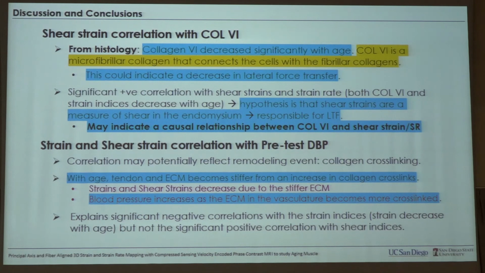The histology with collagen 6 is what we see, and our hypothesis seems to be borne out by that. That is the shear strain, or a measure of the shear in the endomysium, which is therefore responsible for the lateral transmission of force. And therefore, we have a causal link. That's critical. It's not just statistical correlation between different parameters and what is observed, but a causal link between the two. With the diastolic blood pressure, I would probably not emphasize too much.